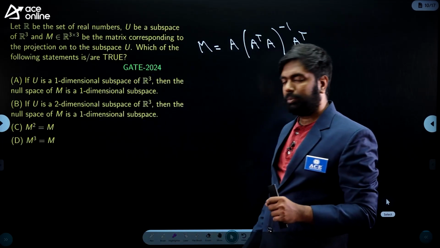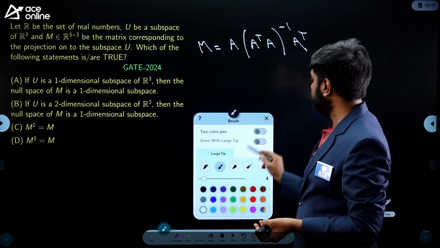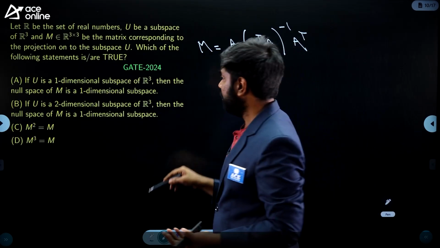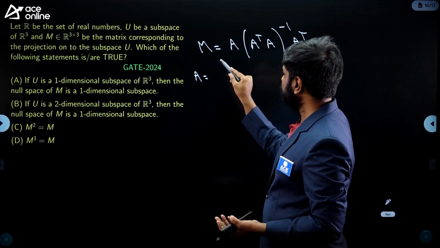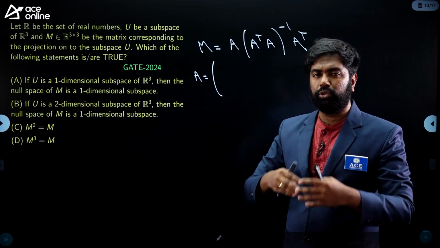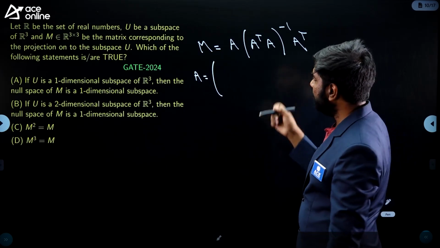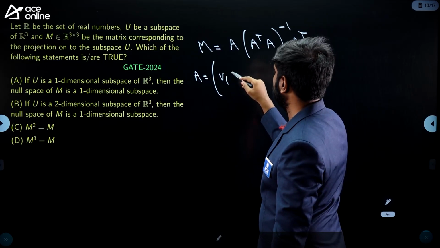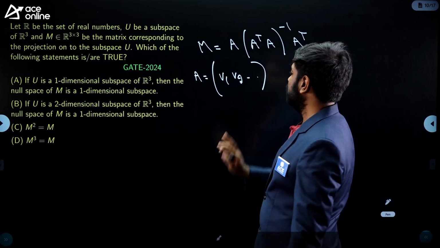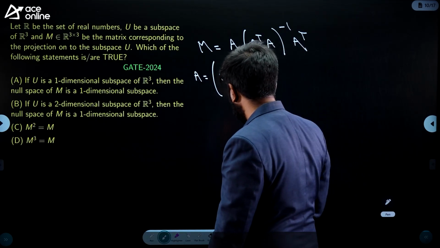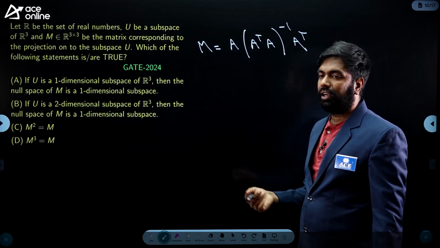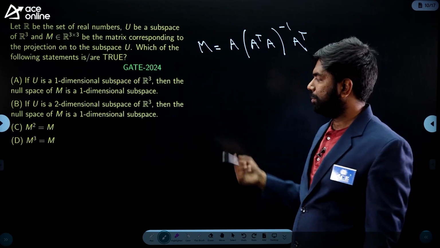Please understand that if you have a subspace U, then the projection matrix corresponding to that subspace is given by this M, which is A into A transpose A whole inverse into A transpose. By the way, I forgot to tell you what A is. A is formed by clubbing the bases. U is a subspace, so definitely it has some basis vectors, and you combine all those basis vectors V1, V2 and so on. They are the basis of that subspace. So the columns of A are nothing but the basis of the subspace.